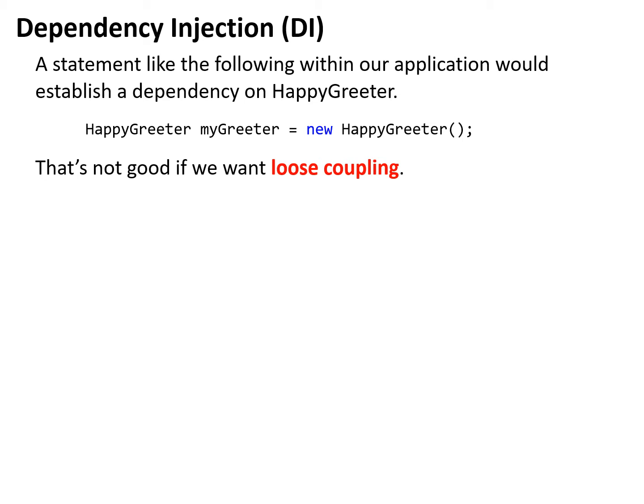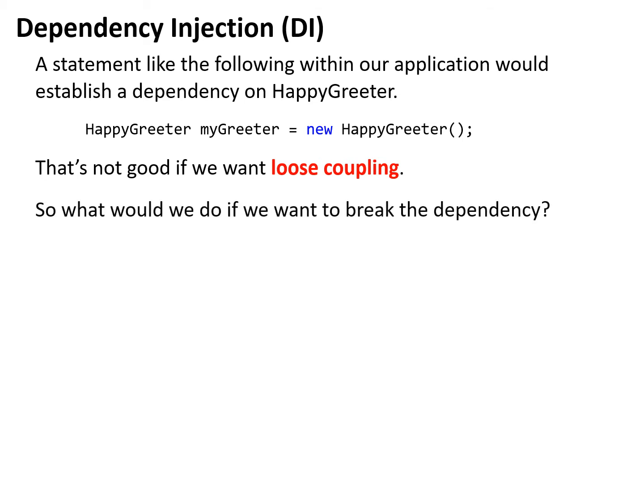We'd like to say, okay, we're going to use some kind of greeter, and we want to be able to swap out happy greeter and friendly greeter easily. So within our application, we don't even want to mention which class we're going to use. That's what loose coupling would be: we don't have a line in our application that mentions which of these we're going to use. So what would we do if we want to break this dependency and instead, inside our application, just say, okay, we're going to use some kind of greeter? I'm not going to say which kind because we want to stay open.